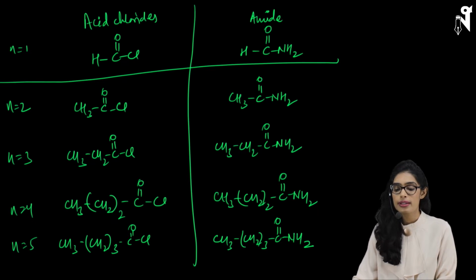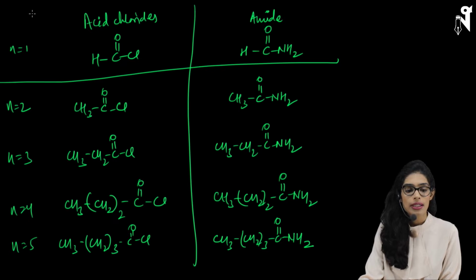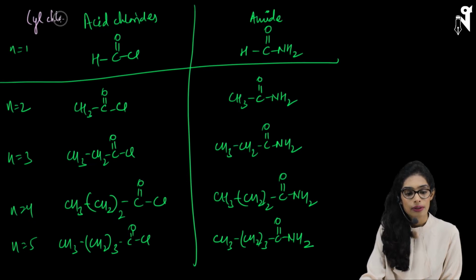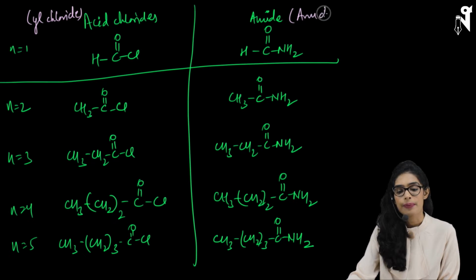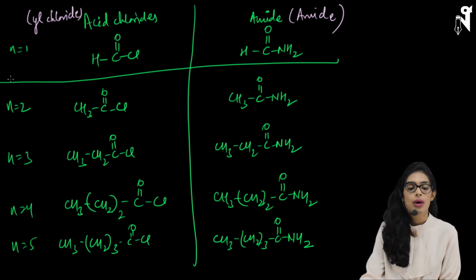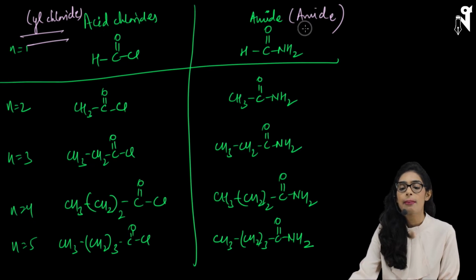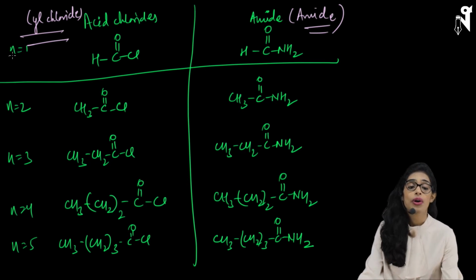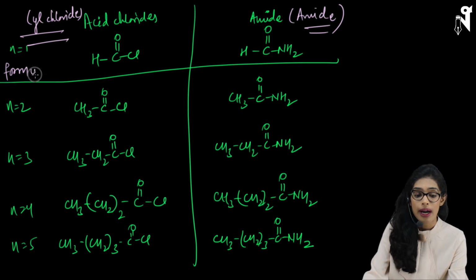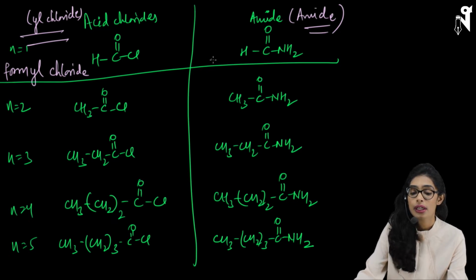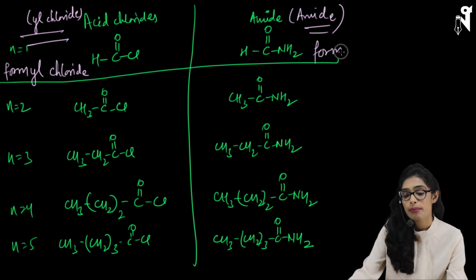Now, acid chloride's suffix we'll talk about. It will be acyl chloride. And for amide, it will be simply amide. So acyl chloride is the suffix for acid chloride, amide will be the suffix for amides. We already know the name for N is equal to 1 is form, so it will be formyl chloride, and this will be formamide.